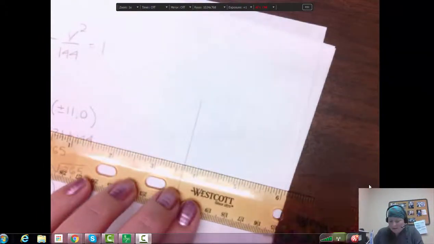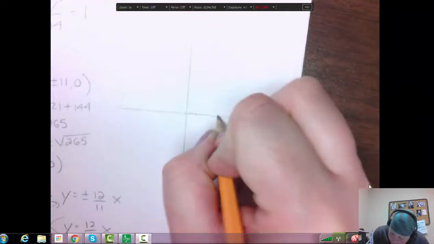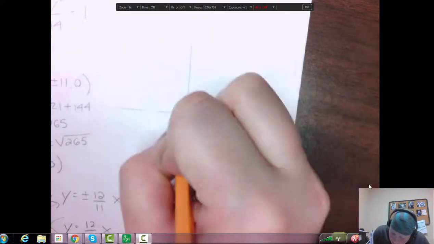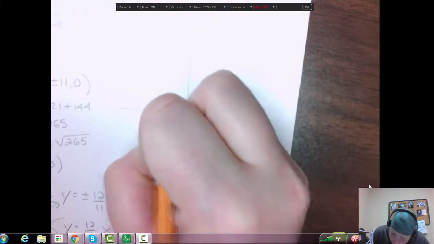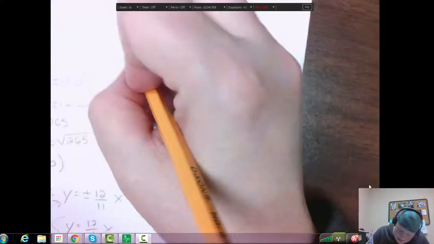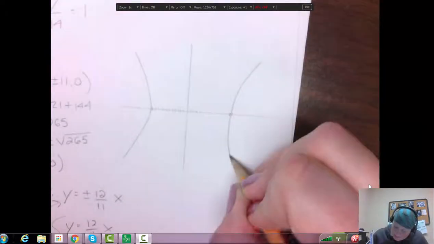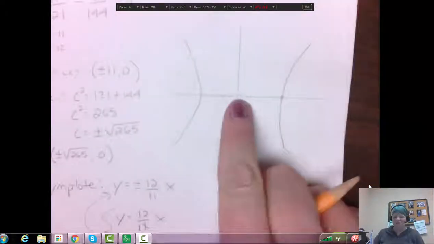Now let's graph this. Now we know it is going to be a horizontal hyperbola, and the vertices are going to be out at 11. So 1, 2, 3, 4, 5, 6, 7, 8, 9, 10, 11. There's 11. I made them small so I could fit them, and this would be our shape, both sides here. There's our shape. And the center is still 0, 0.